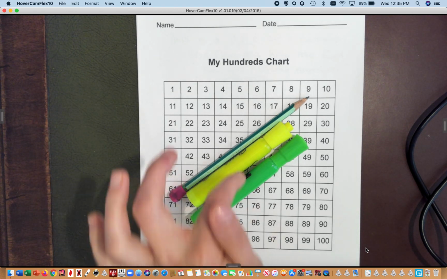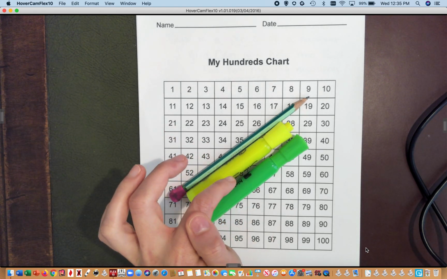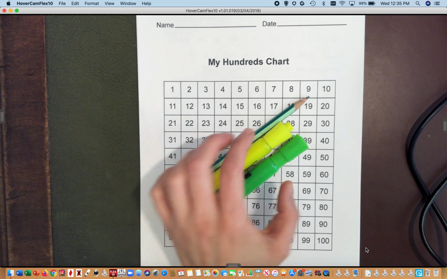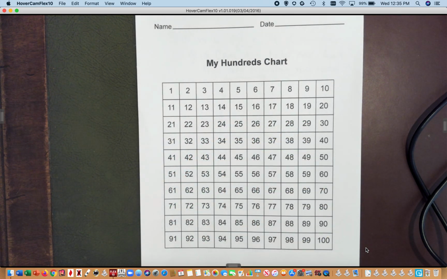So I have a pencil and a highlighter. You may want a marker or a different color if that helps you visually. And you also might need a hundreds chart to help you with this lesson.